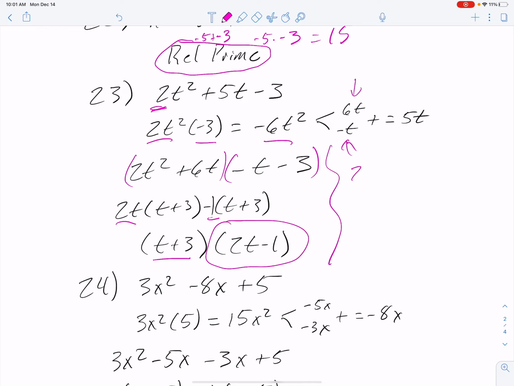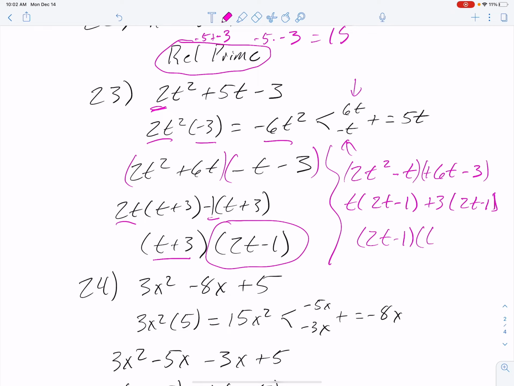Again, if you rewrote it with your middle term split differently, it wouldn't change your final answer. It just means that what you factored out and what your matching group looked like would be slightly different. Notice my matching group is now 2t minus 1, and I'm left with t plus 3, the exact same answer from before.